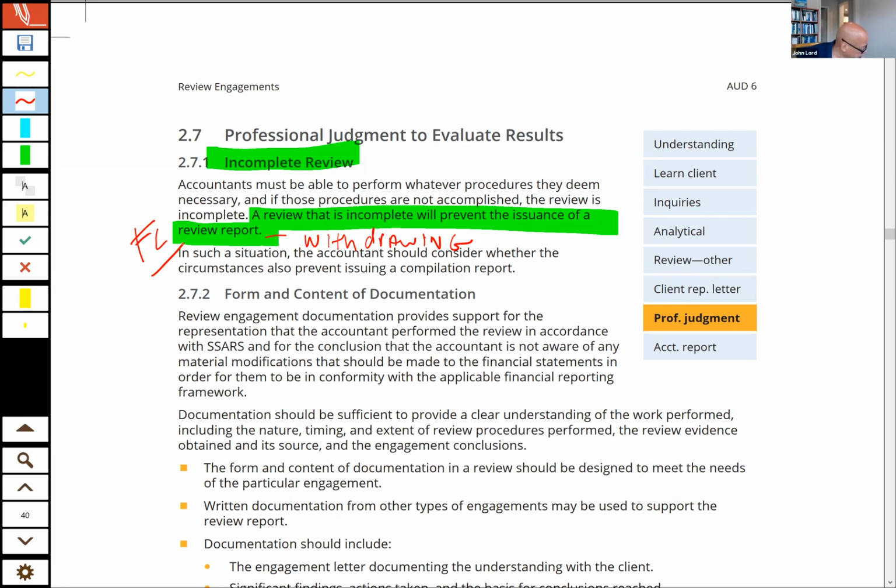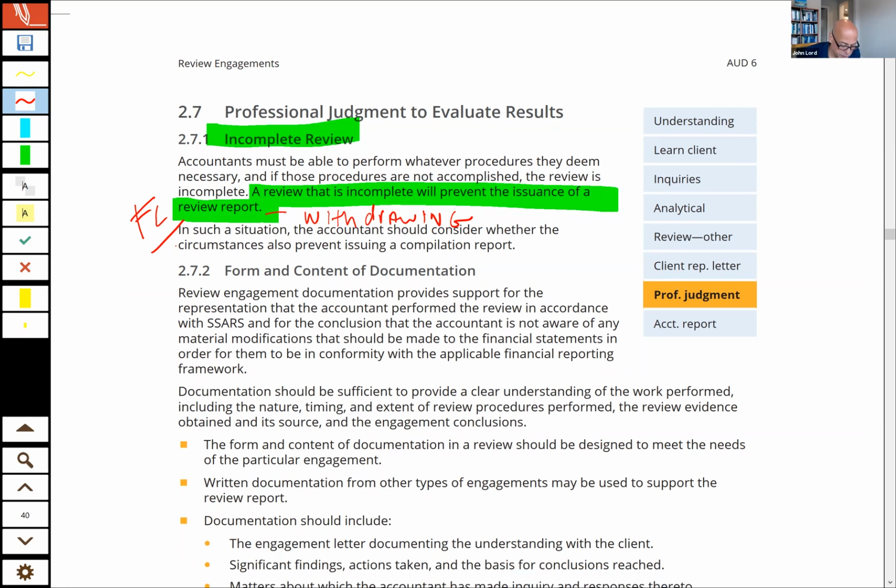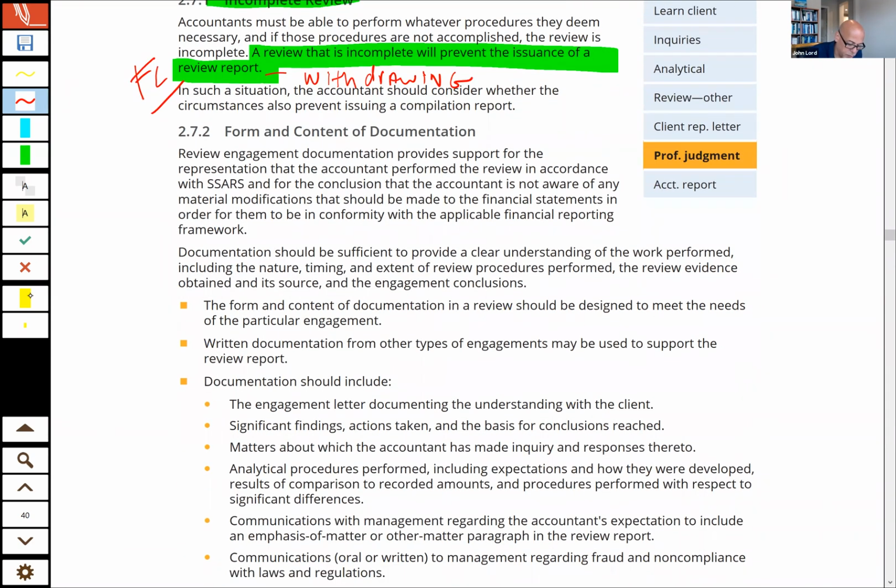Okay, good. Now we come over and let's take a look at the documentation that we should have in a review. And do you feel a flashcard coming? I think every time we've had a documentation summary in the book here, I've asked you to flashcard that.